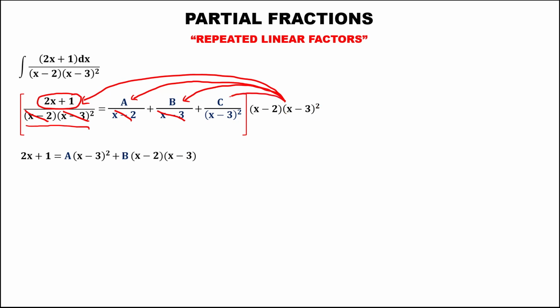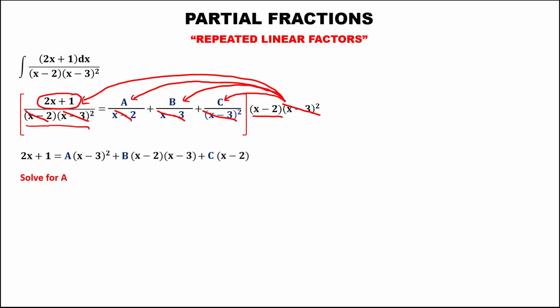Then distribute to the last term. Observe that we can cancel the quantity of x minus 3 to the power 2, so the remaining is C times x minus 2. This time, we need to solve for A.